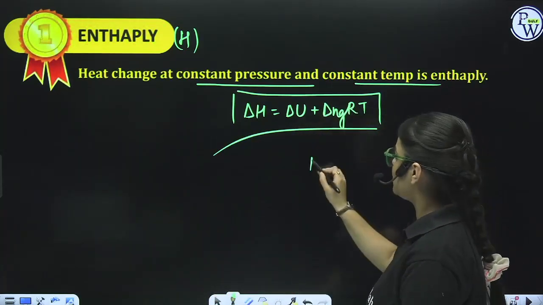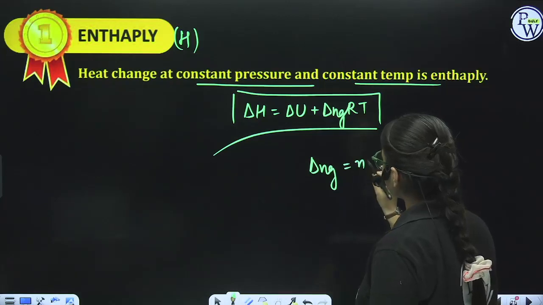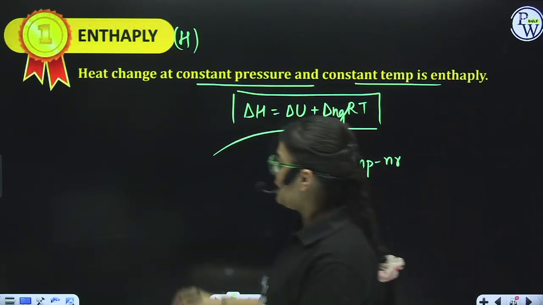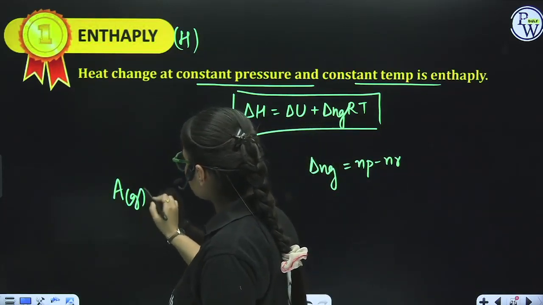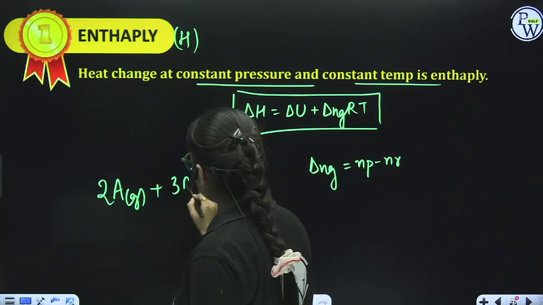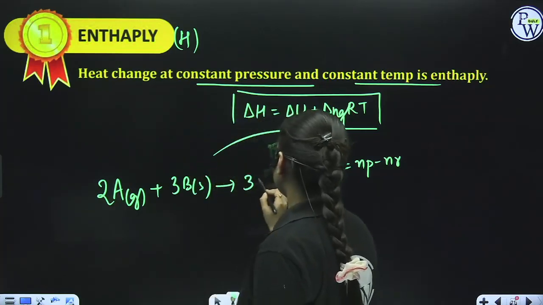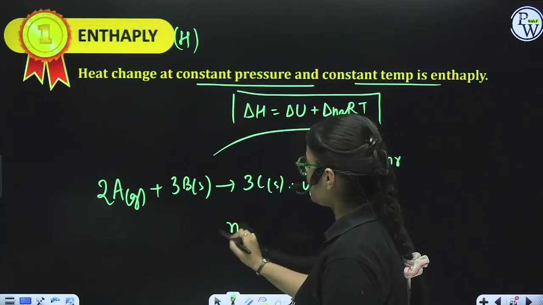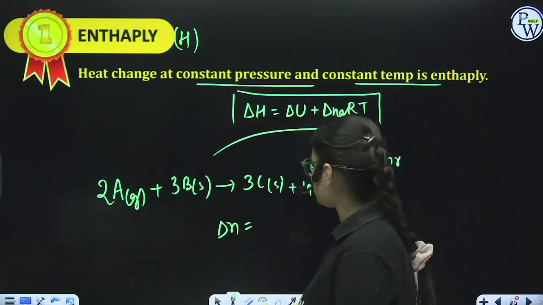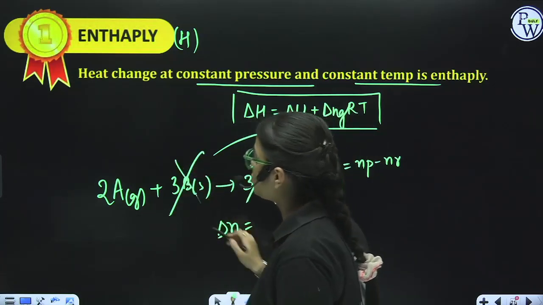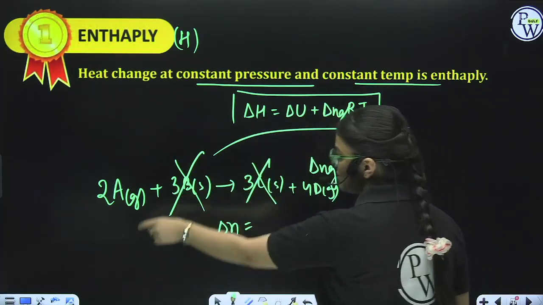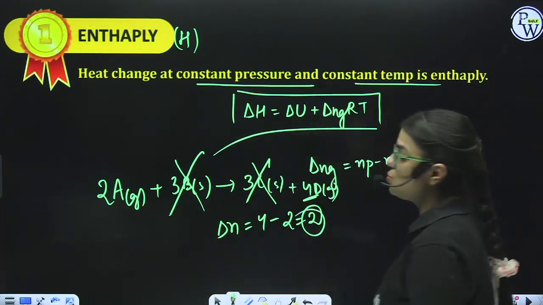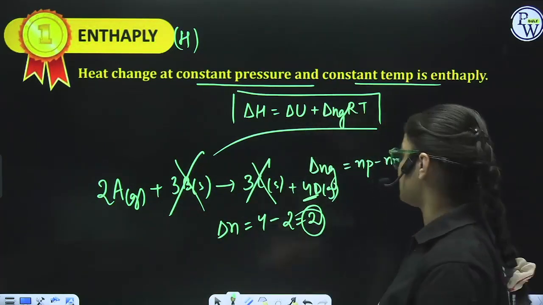Now what is delta Ng over here? Delta Ng is the number of moles of product minus the number of moles of reactant, and G here stands for gaseous. Let us consider I have 2A gaseous plus 3B solid being converted into 3C solid plus 4D gaseous. So what is the change in number of moles? That is only for gaseous. This is solid, you won't include it. This is solid, you won't include it. That is final minus initial. Final is 4 written over here, minus 2 for gaseous. So delta Ng is 2. Always remember you are going to use it for gaseous ones.